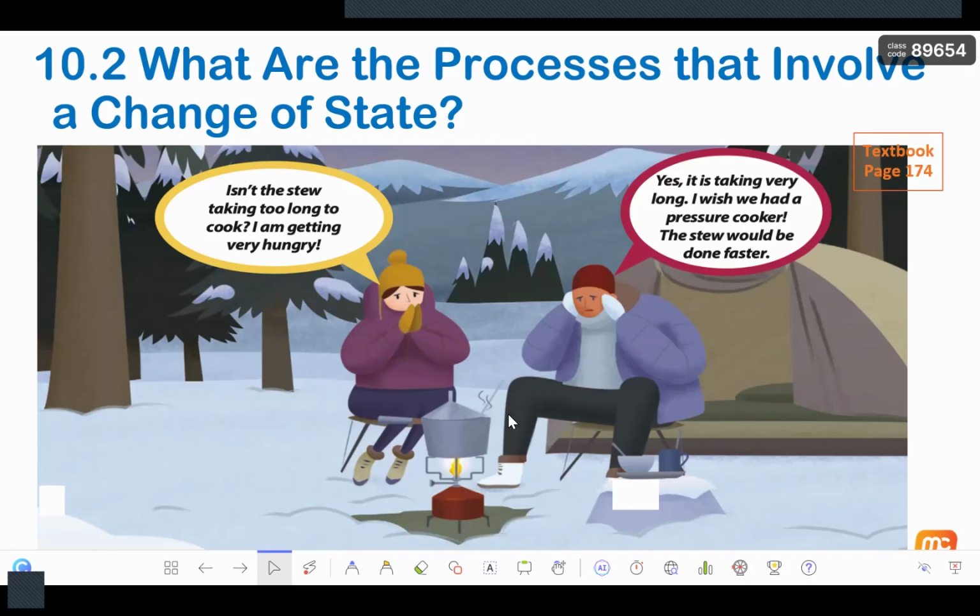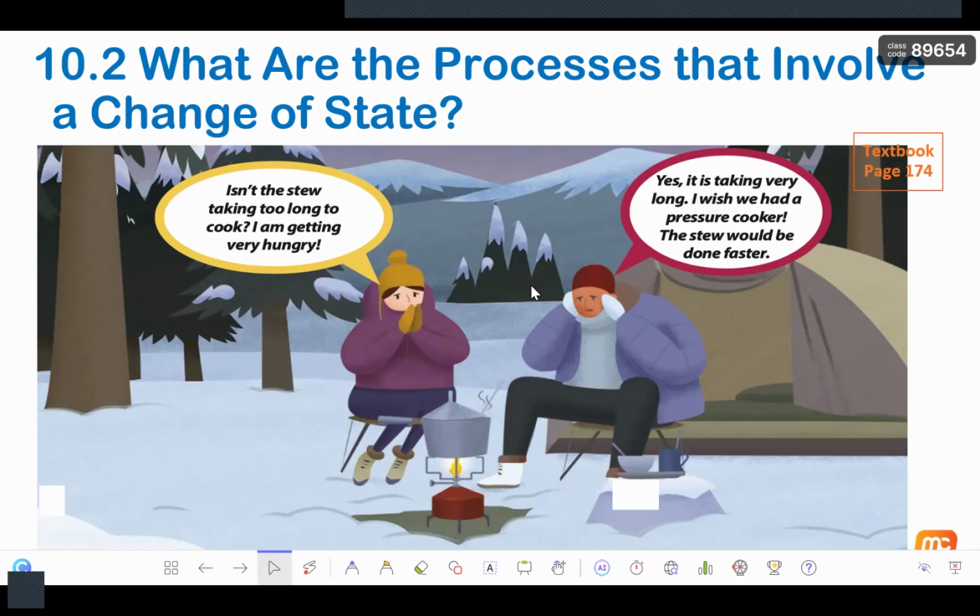Okay, so they're camping at the top of a mountain. You should know that at the top of a mountain, the pressure is lower because there are fewer air molecules. So when the pressure is very low, it is very easy. It will lower the boiling point because it's very easy for the liquid particles to escape upwards. So I only need a small amount of energy and then my liquid particles will be able to escape. So my boiling point becomes much lower.